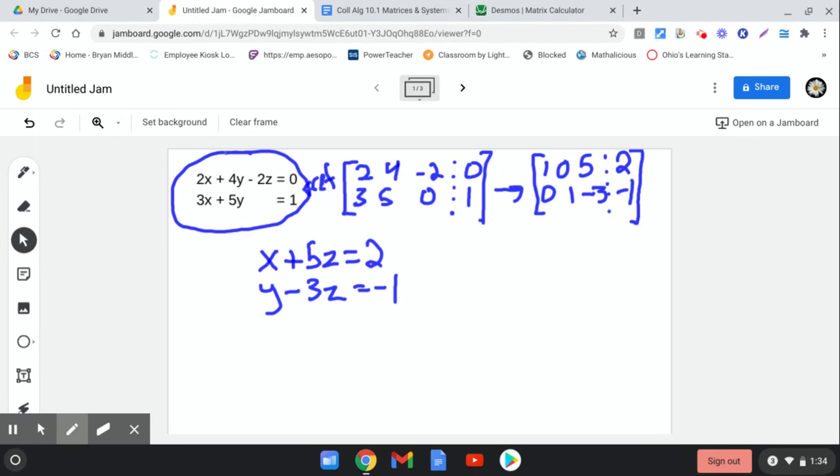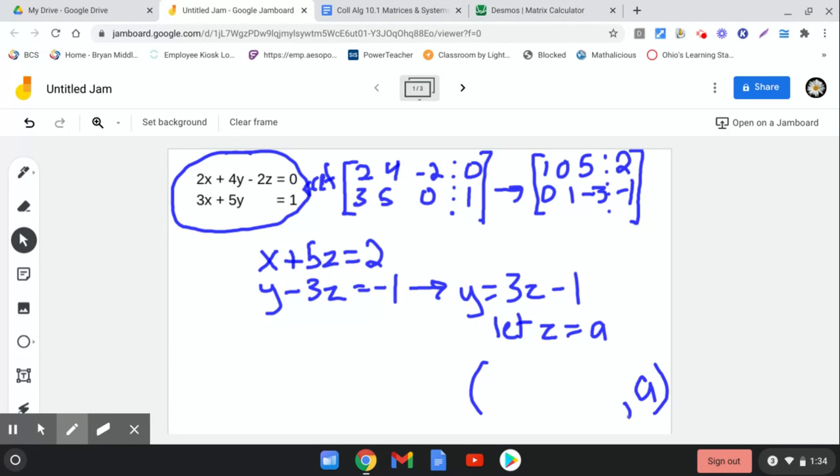I'm just going to solve for y because it looks easy. So right here, I'm going to take this equation and solve it for y. So y equals 3z minus 1. And then the independent variable is going to be z. So I'm going to let z equal a. Okay, so I'm going to put that. If z is a, then y is 3a minus 1.